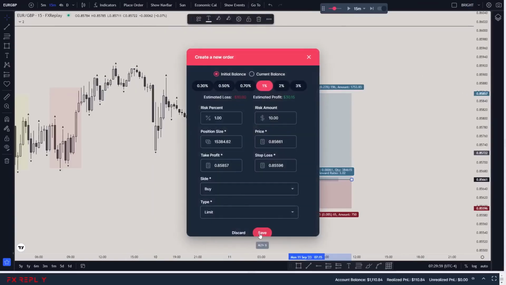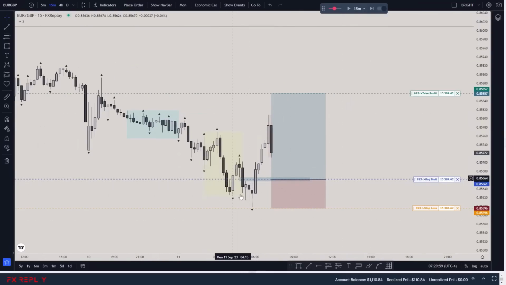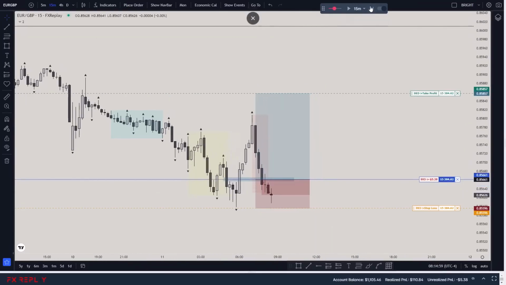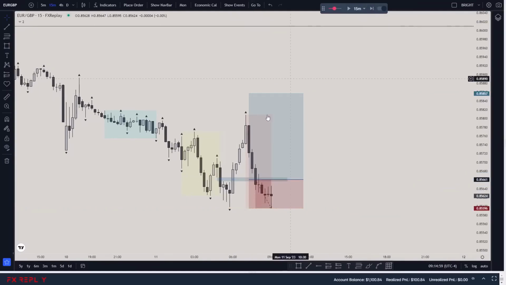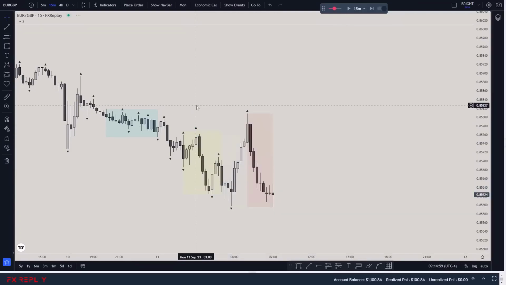So placing a limit order. Let's see, even though we had a liquidity sweep here. So let's see how it goes. So we get filled. Okay, and taking the stop loss. So this is the stop loss right here. It's all good. Back to the 4-hour.